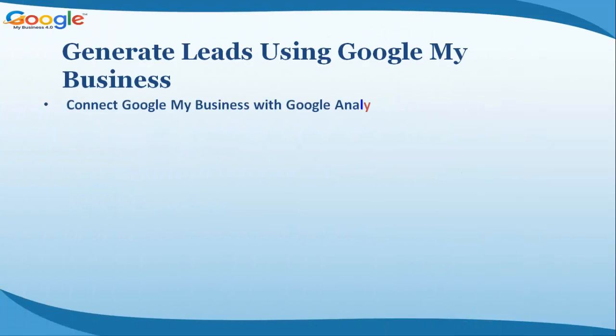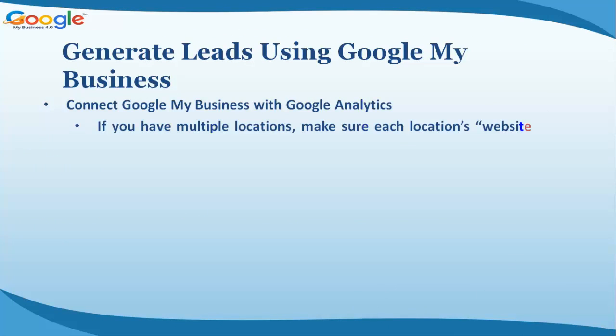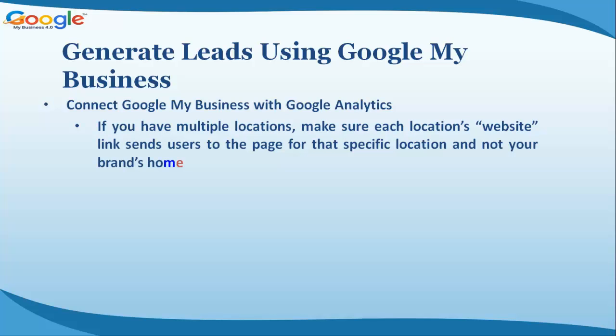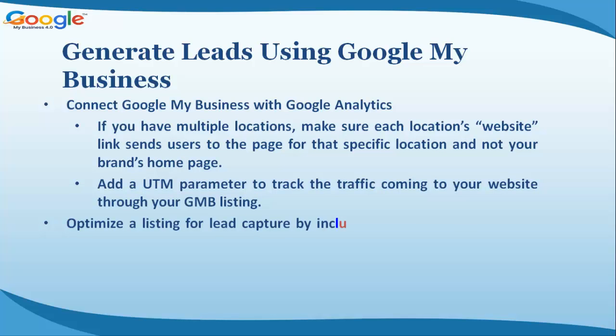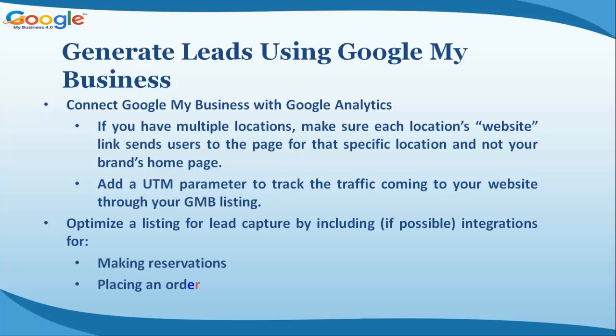Connect to Google My Business with Google Analytics. If you have multiple locations, make sure each location's website link sends users to the page for that specific location and not your brand's homepage. Add a UTM parameter to track the traffic coming to your website through your GMB listing.